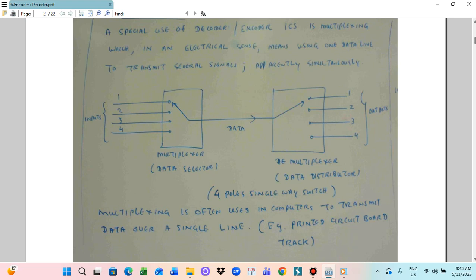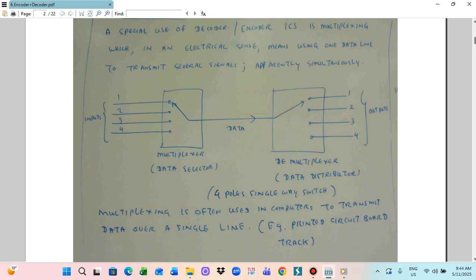So this multiplexer is constructed with digital gates: AND gate, OR gate, and NOR gate. By using these, we can build the multiplexer system. So especially in the process control system, sometimes the control signal needs to be transmitted over a single line.